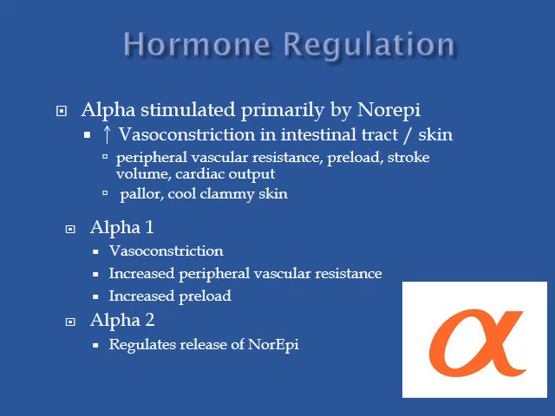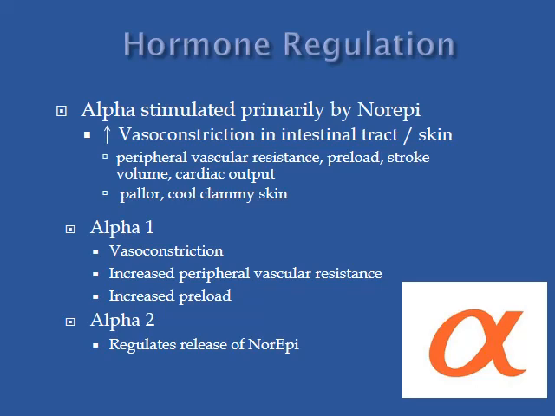The alpha receptors are primarily stimulated by norepinephrine. They increase vasoconstriction in the intestinal tract and in the skin. That peripheral vascular resistance is increased, as are preload, stroke volume, and cardiac output. This will cause your skin to be pale, cool, and clammy.